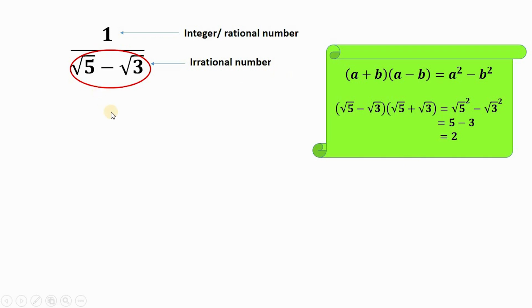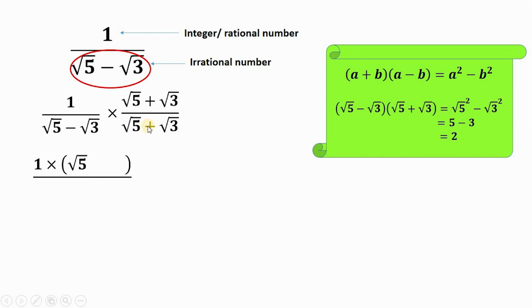Therefore, we multiply both the numerator, that is 1, and the denominator, root 5 minus root 3, by square root of 5 plus square root of 3. So the numerator becomes 1 into square root of 5 plus square root of 3, and the denominator, as we have already calculated, is square root of 5 minus square root of 3 into square root of 5 plus square root of 3, which is root 5 square minus root 3 square. That is, we are using the algebraic identity here.